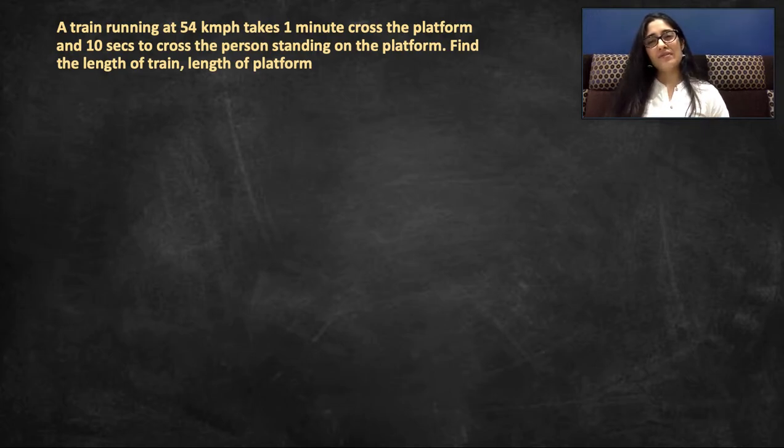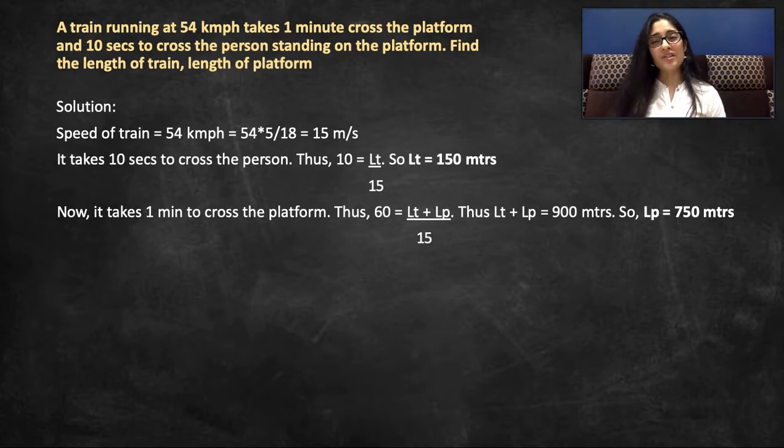Alright, let's see one good application over here. A train running at 54 kilometers per hour takes 1 minute to cross the platform and 10 seconds to cross the person standing on the platform. Find the length of the train and length of the platform. So here you see a mix of units given to you. So first let's take the first case. Where train is crossing the platform.